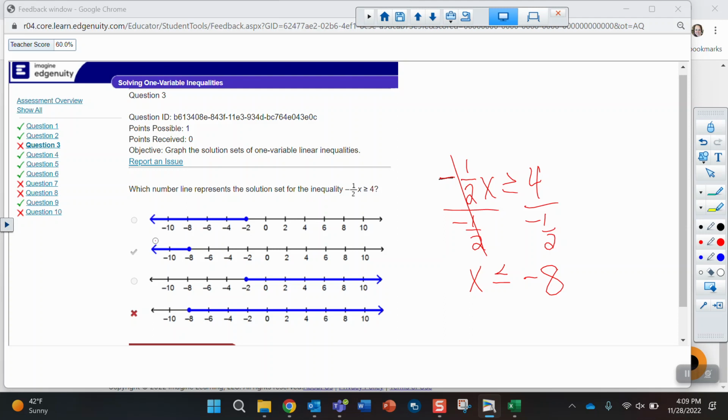And we should shade to the left now because we're talking about all the numbers that are less than or equal to negative 8. And you selected the one that was greater than or equal to negative 8, so I'm wondering if maybe you forgot to flip the symbol. Anytime you multiply or divide by a negative, we flip the inequality symbol.